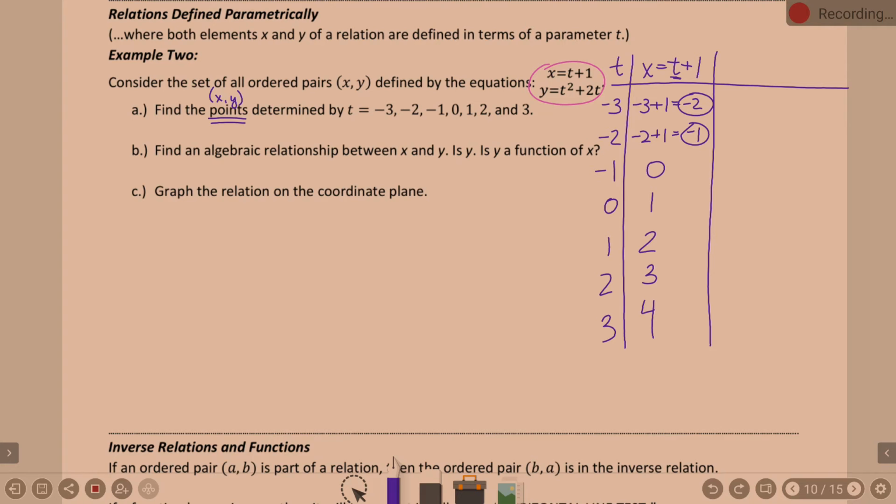I did a t column, I did an x column. Guess what my next column is? Y. And how do we find y's? Y is t squared plus 2t. So I'll write out the work at the beginning. I won't do all of them, but when t is negative 3, negative 3 squared plus 2 times negative 3. Negative 3 squared is 9. 2 times negative 3 is negative 6. 9 plus negative 6 is 3.